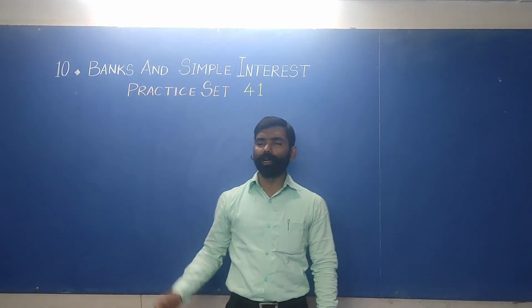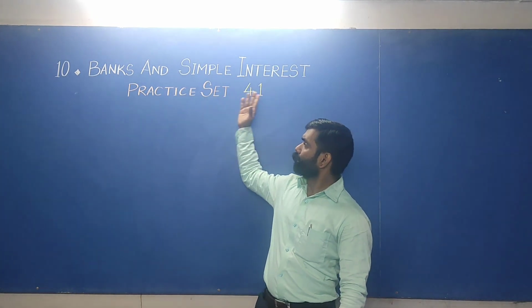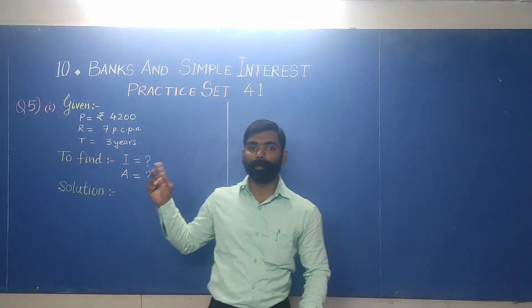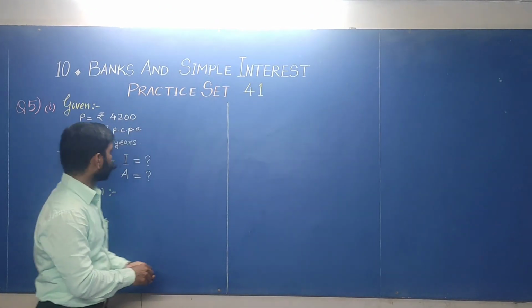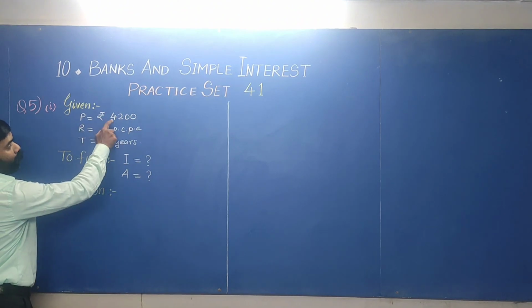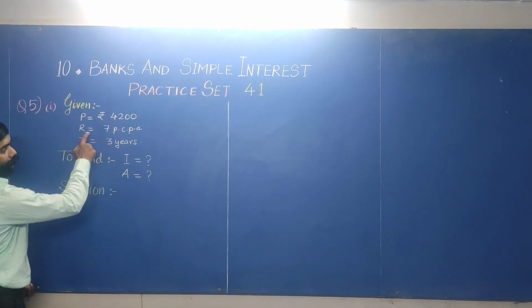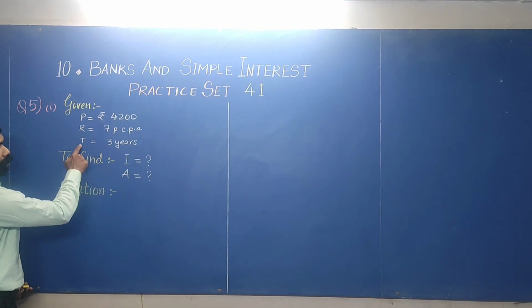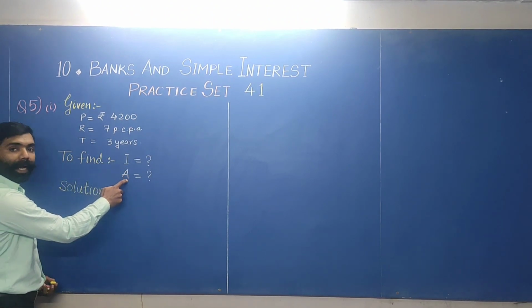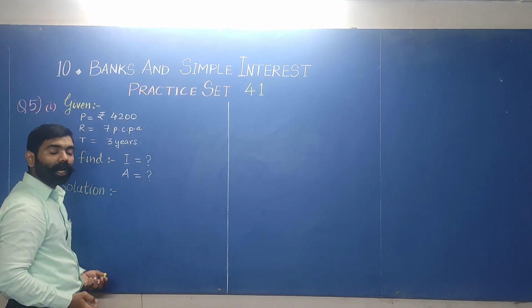Today we are going to learn banks and simple interest. Practice set 41. Okay students, let's see question number 5.1. Here the question is given: principal 4200, rate 7% per annum, time 3 years. We need to find interest and amount. Now let's see how to find it.